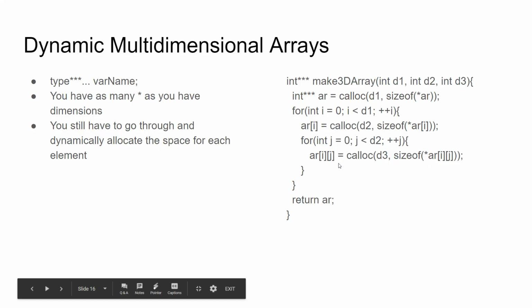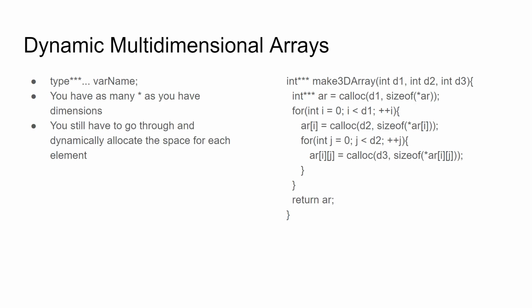So again, if you're dynamically allocating a multidimensional array, 1 star per dimension, right? And then you have to make sure that you actually go through and you dynamically allocate the space for each of the interior elements, right? So even though we're calling this a 3-dimensional array, it's really a list of lists of lists. The first list is a list of double pointers. The second list is a list of single pointers. And each of those single pointers then points to an array of the actual values.